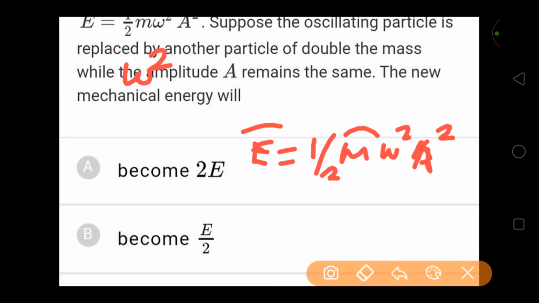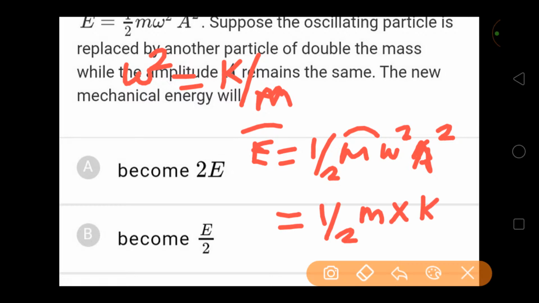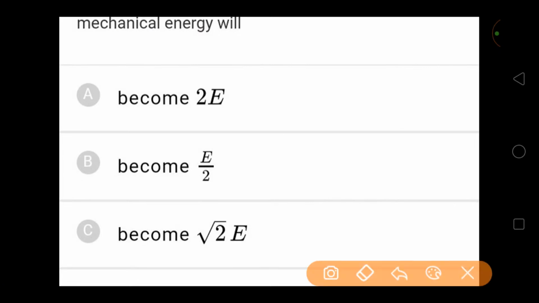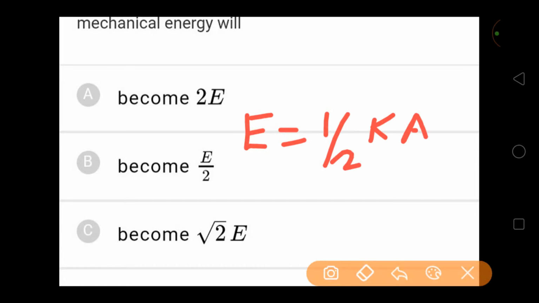You know that omega square is equal to k by m. So apply it: half m omega square is k by m into a square, into a square. So m cancels, which means the total energy is independent of mass. It is independent of mass for same amplitude.